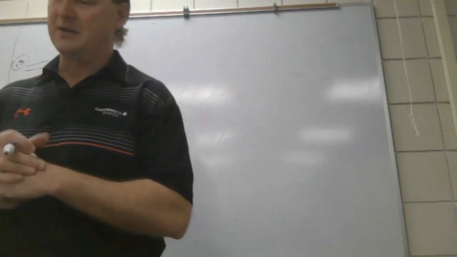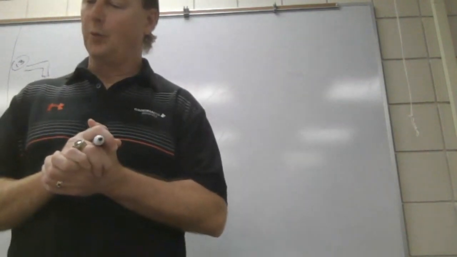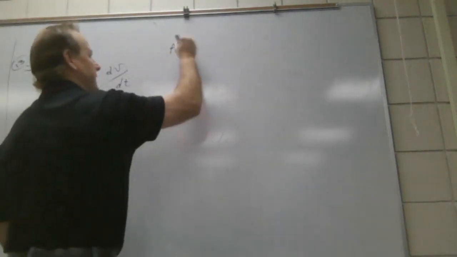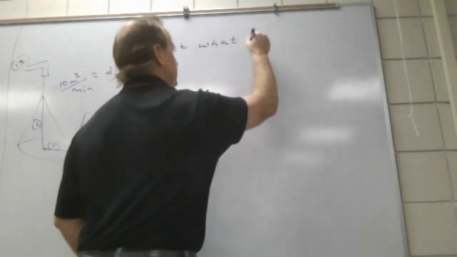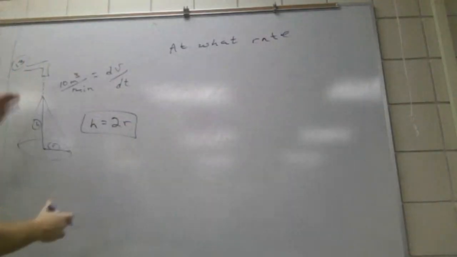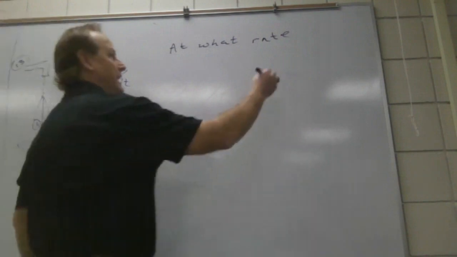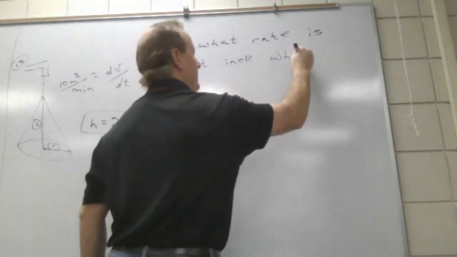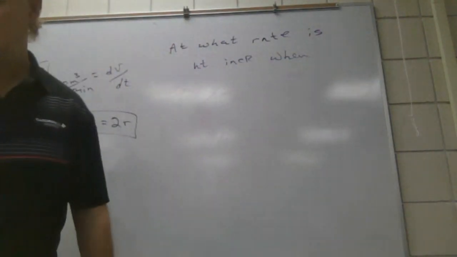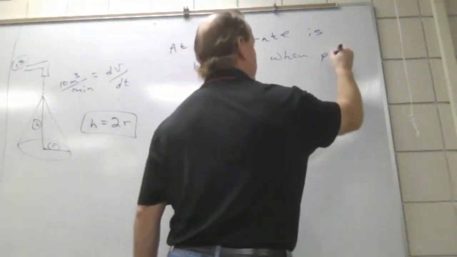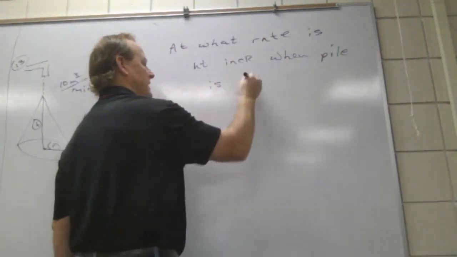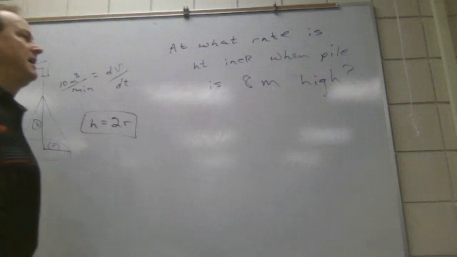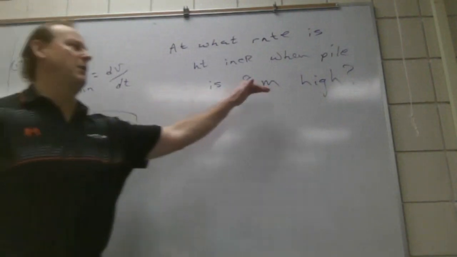It says if the height of the pile is always twice the base radius, at what rate is the height increasing when the pile is 8 meters high? So it's asking at what rate is the height increasing? As corn pours on this, the height's getting bigger, right? But at what rate is the height increasing when the pile is 8 meters high? We could figure out what the radius is if we know the height. But the pile's 8 meters high, so what would the radius be here?